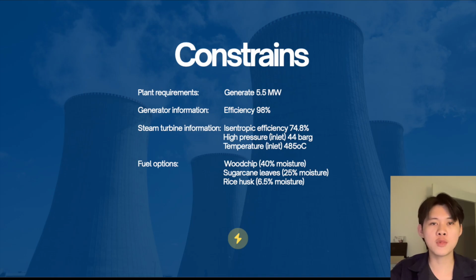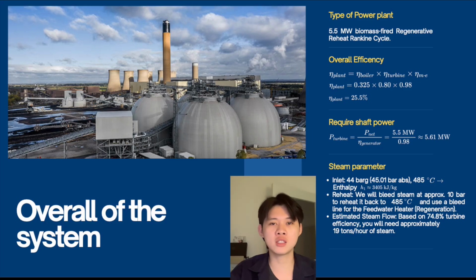Wood chip that has 40% moisture, sugarcane leaf that has 25% moisture, rice husk that has 6.5% moisture. And from these constraints, we will use the biomass-fired regenerative reheat Rankine cycle for our power plant design. And next, we need to use the delta T optimum technique to find the pressure lines for our TS diagram, then use that pressure to find entropy in each stage. Also, we need to consider the isentropic efficiency from the constraint in the entropy calculation.